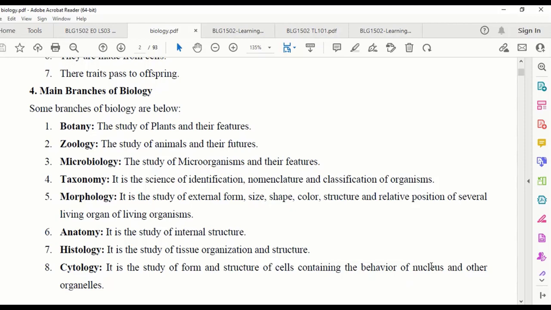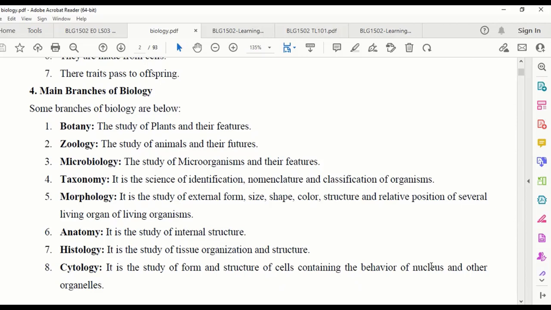And also morphology is the study of external form, size, shape, color, structure, and relative position. If they're talking about morphology, it is the term describing the outward appearance, what you can see with your eyes. The size, is it big? Describe the shape of that individual organism. Describe the shape of that organelle. The color, the shape of the structure, and the position of the structure.